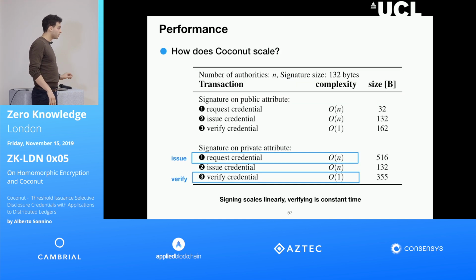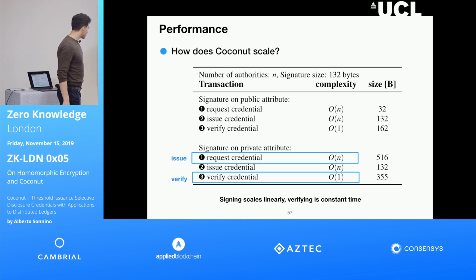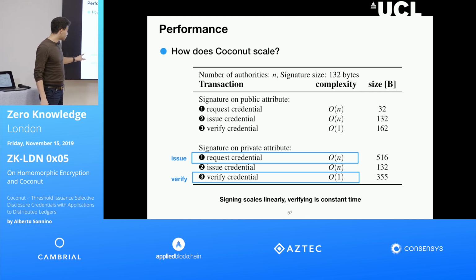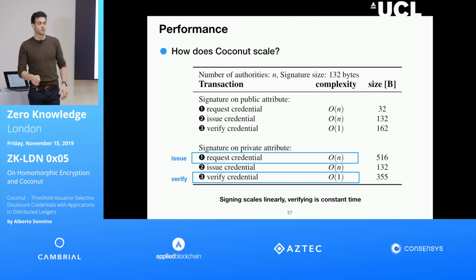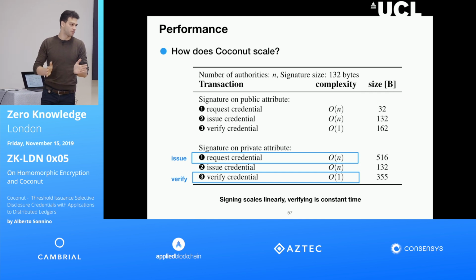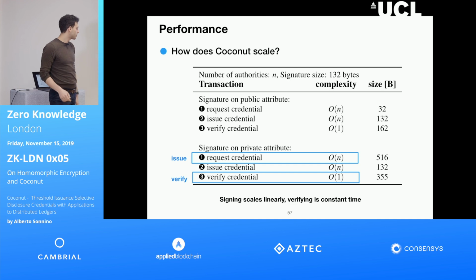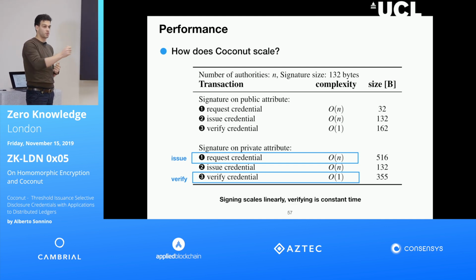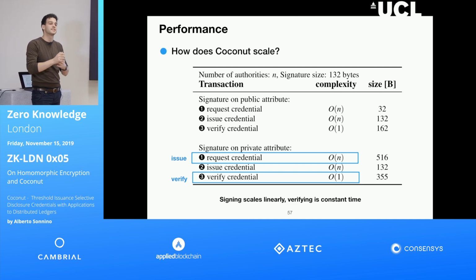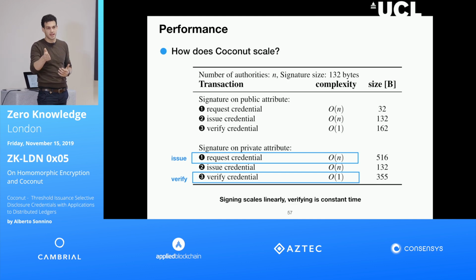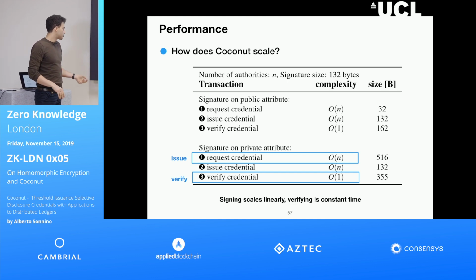And the communication complexity. To request your credentials, it's O(N), N being the number of authorities. And there is little you can do about that, at least that I can imagine for now, because you need to go to each authority and get a credential, or at least T of them, but T is still linear in N. And verification is O(1).